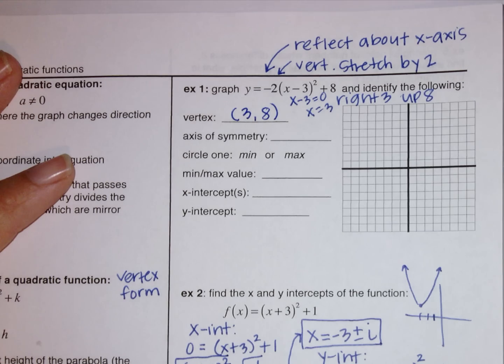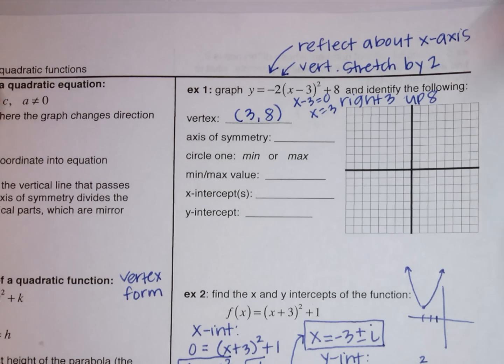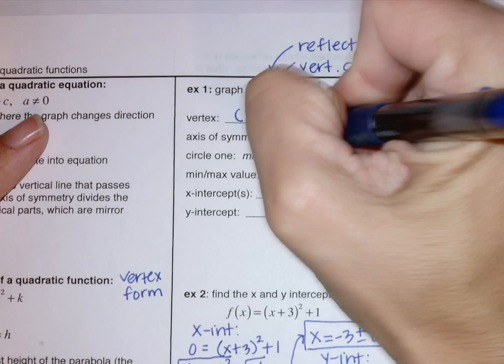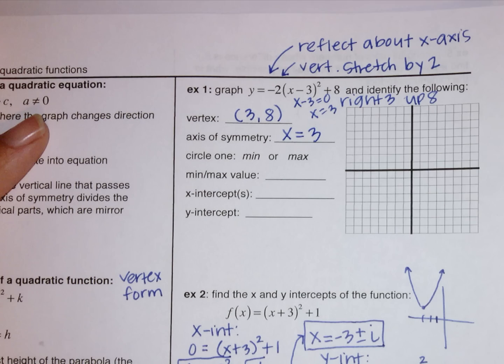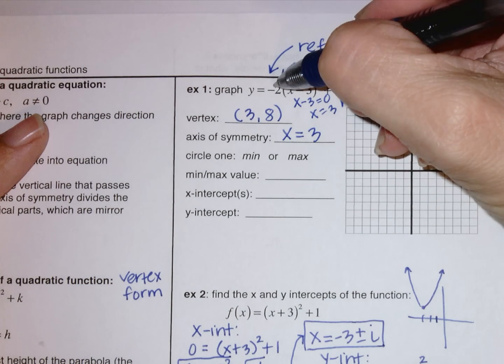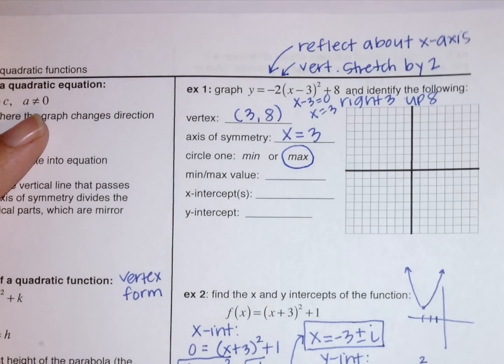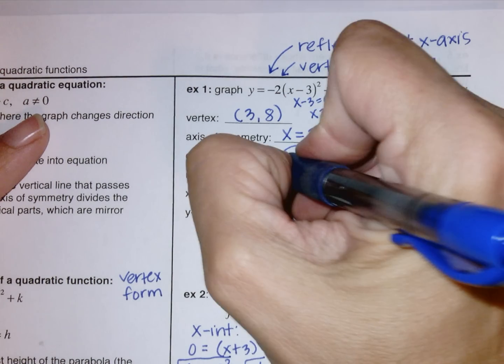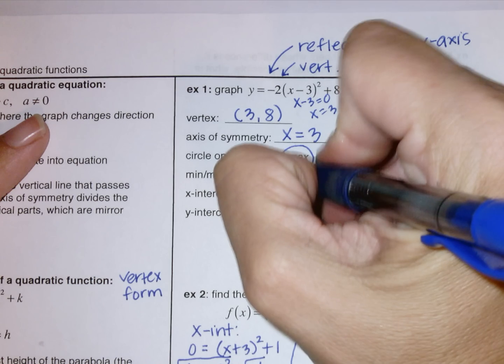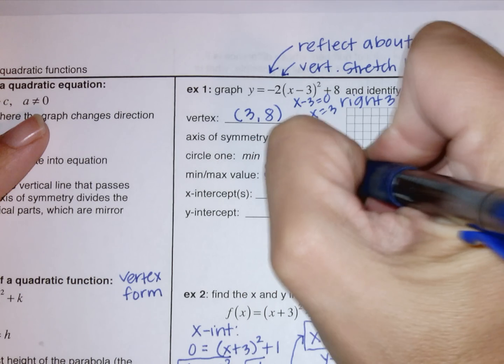Remember, if we know the vertex, we know two other things. We know that the axis of symmetry is x equals the x-coordinate because it divides it in half. And then this graph, because it has a negative in front, is also going to have a maximum because it's going to be opening down, and it's going to have a maximum value of 8 when x equals 3.